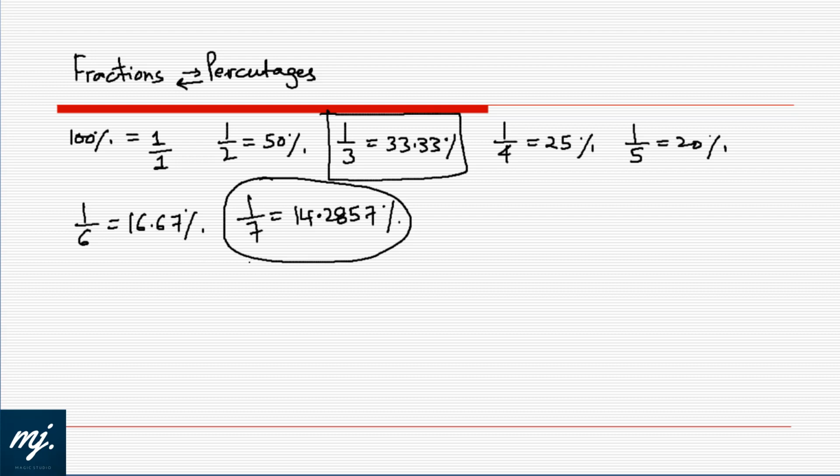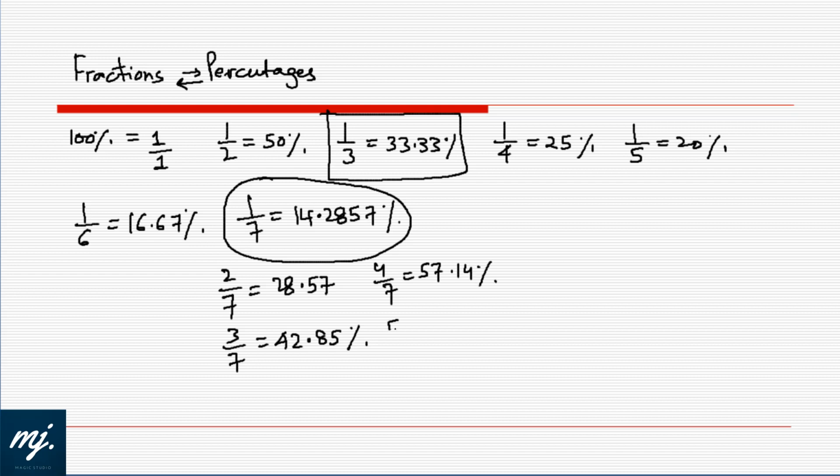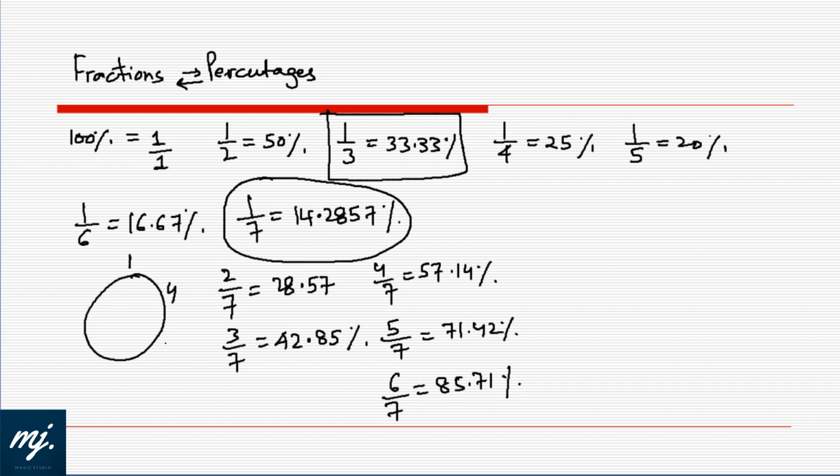Now 1 by 7 is 14.2857, 2 by 7 is 28.57, like 14 double. 3 by 7, all the answers are here in these 6 digits itself. 3 by 7, 3 into 14 is 42. You will get the answer here as 42.85%. 4 by 7 is 57.14%. 5 by 7 is 71.42%. And 6 by 7 hence would be 85.71%. You can see that all these 6 numbers are moving in rotation.